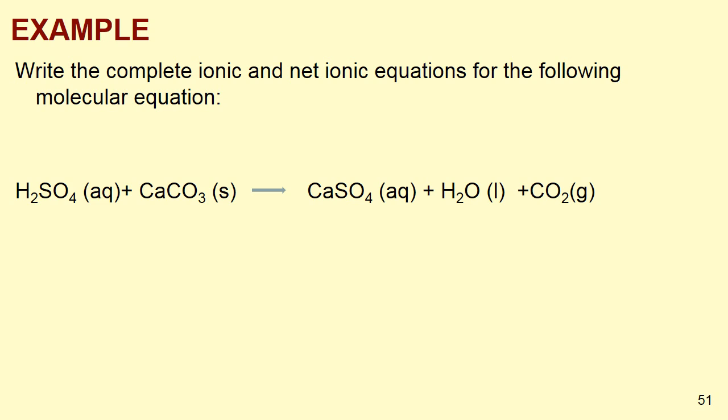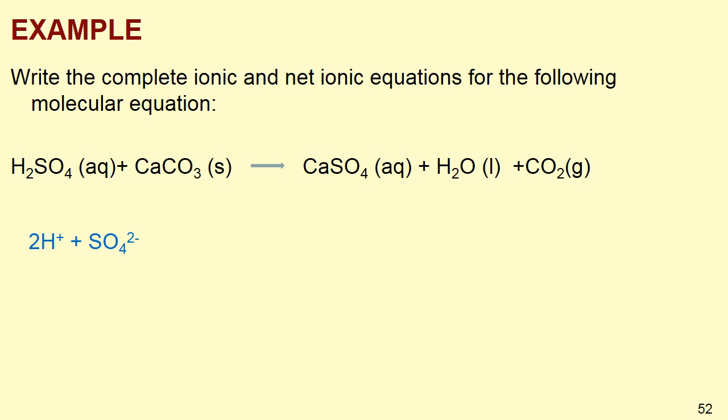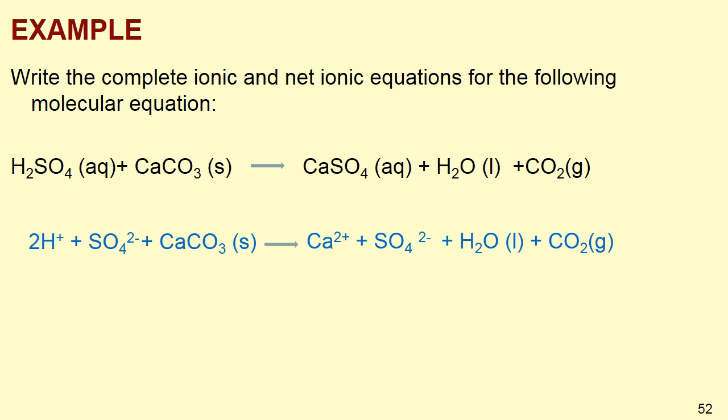All right, so if we break up the H2SO4, it breaks up into 2H plus and SO4 negative 2. Now, the CaCO3 does not break apart because it's a solid, so we leave it as it is. The CaSO4 breaks apart. The Ca is a +2, and the SO4 is a -2. And then the H2O stays together, and the CO2 stays together. So now, this is the complete ionic equation.